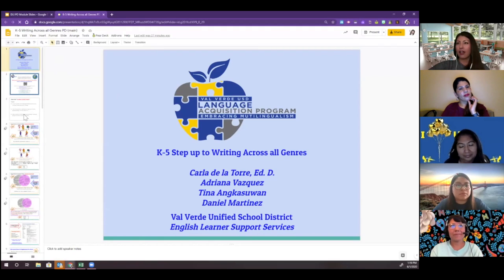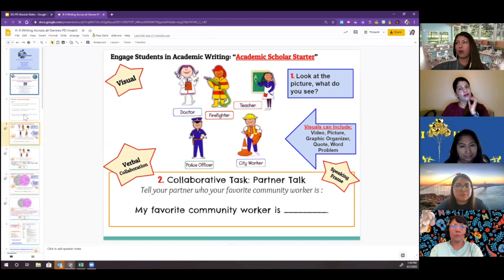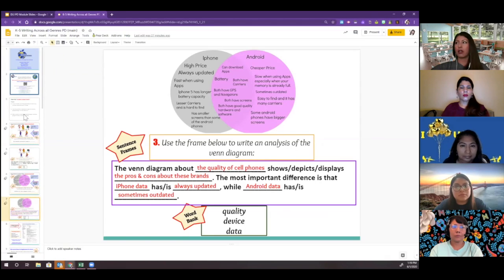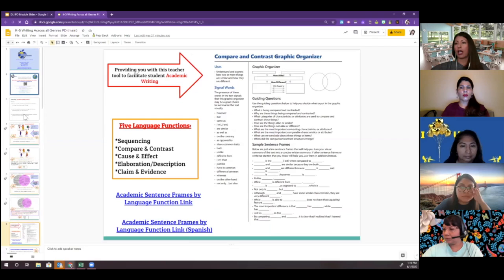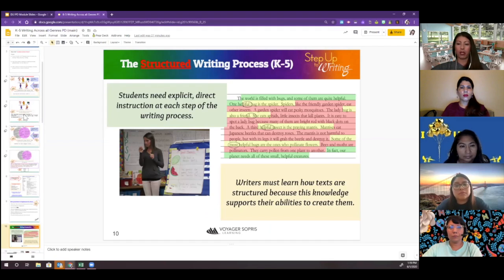There's a lot of information here on this slide deck that's linked, and we're not going to go through all of it. We're only going to go through the Step Up to Writing routine. Okay, so there is some information here on scholar starters and how to engage your students in language acquisition using sentence frames and using thinking maps, and it's all very, very good information as well. So if at any point you want to go back and look through those slides on your own, feel free to do that.